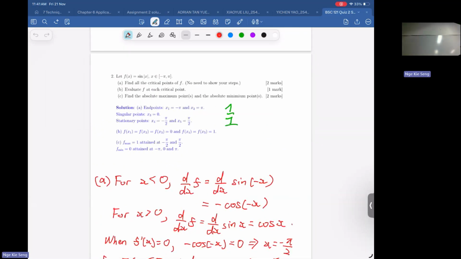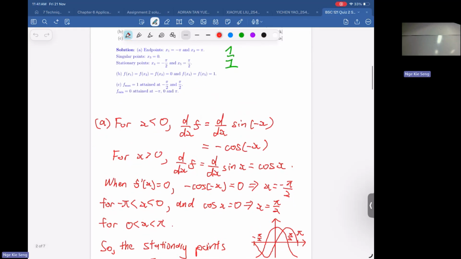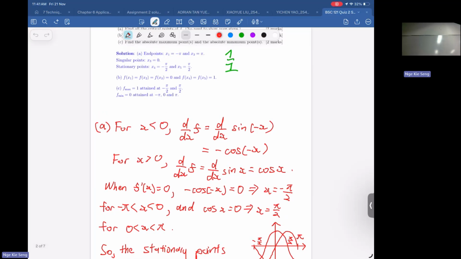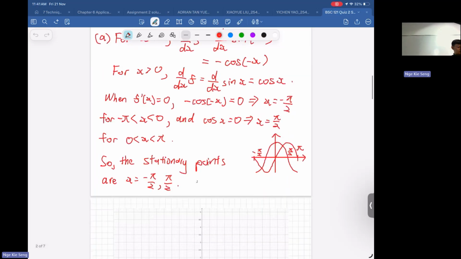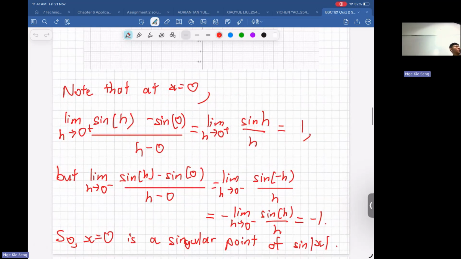Okay, let me tell you something that you want to take note of here: how to show a singular point and a stationary point. To show something is a stationary point, you differentiate your function, let it equal 0, and then solve it. To find a singular point, you need to prove that it is not differentiable at that point. There's really only one definition; you need to use the limit definition, left and right. The derivative doesn't exist.